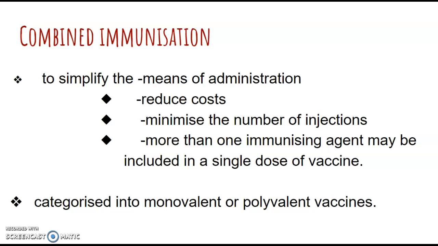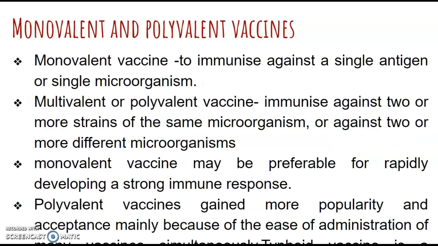And it is categorized into monovalent and polyvalent vaccines. A monovalent vaccine, as the name indicates, mono, is designed to immunize against a single antigen or single microorganism. Whereas a polyvalent or multivalent vaccine is designed in such a way that it gives immunization against two or more strains of the same microorganism, that is two or more varieties of the same microorganism, or against two or more different microorganisms.